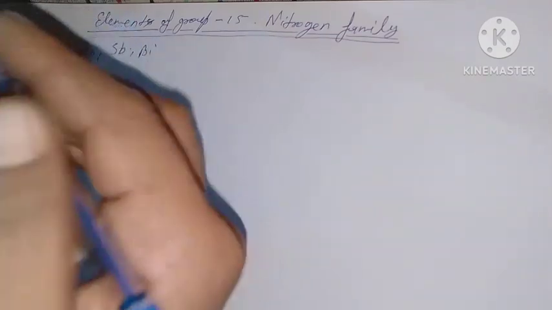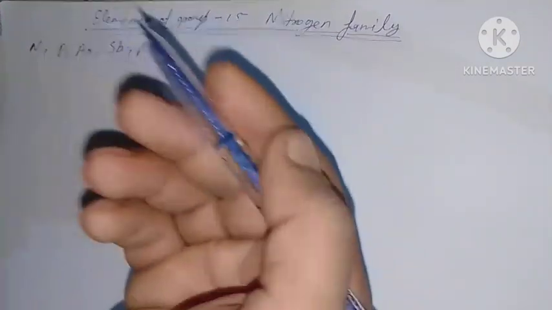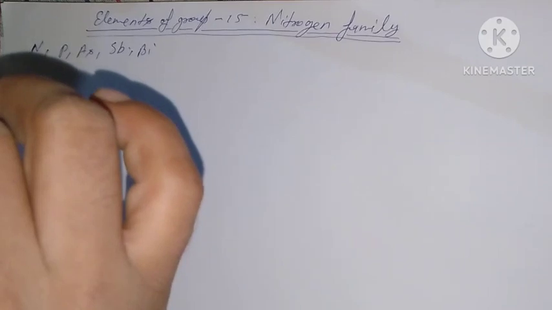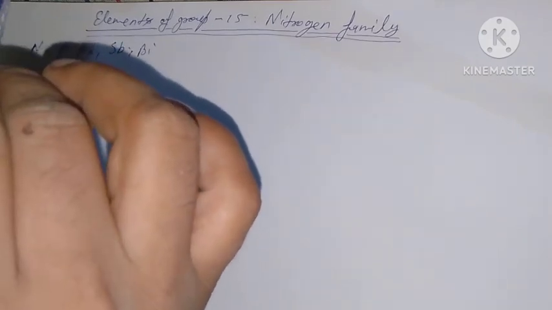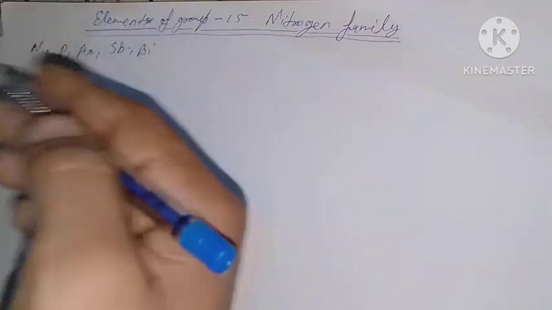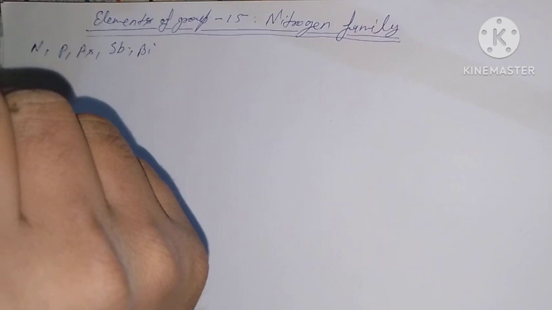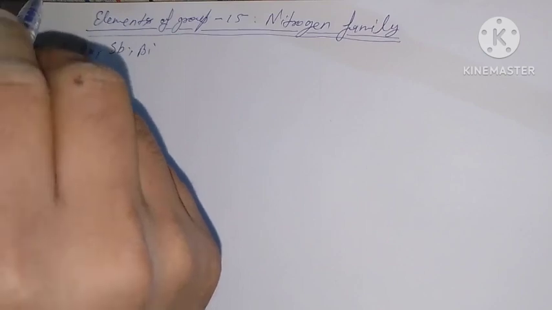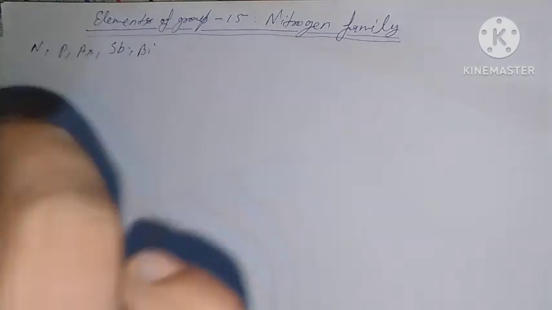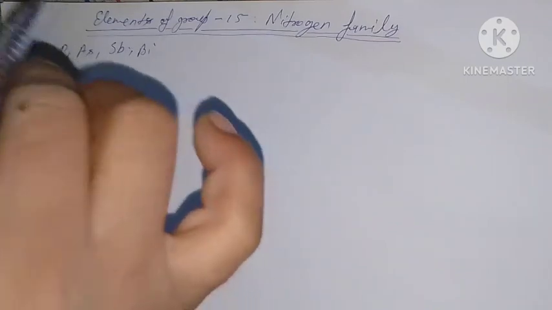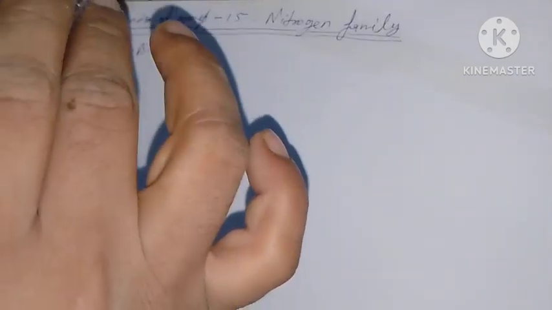It should be noted that in no other group is the transition from non-metallic to metallic character so distinct as in this group. Free nitrogen occurs to the extent of 78% in the atmosphere. In the combined state, nitrogen is an essential constituent of all matter, both plant and animal, where it occurs in combination with carbon, hydrogen, and oxygen, mainly as proteins.